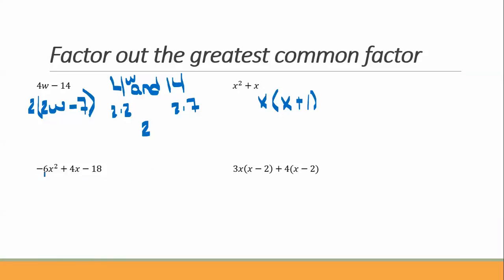Now, if we have a minus sign on our leading coefficient, the coefficient with the highest degree term, we want to factor out our minus sign also. So here we have minus 6x squared plus 4x minus 18. All three of these have a 2. The greatest common factor of all three of these is 2.